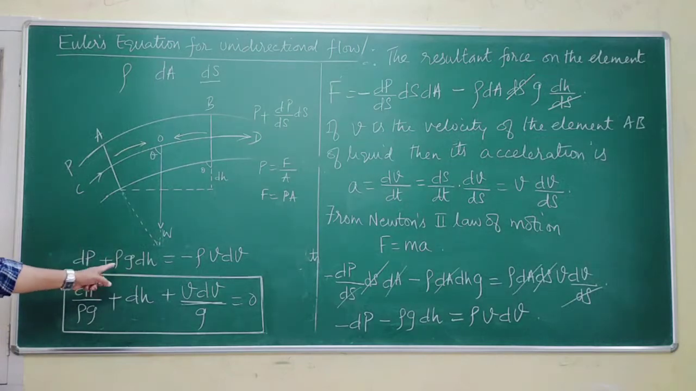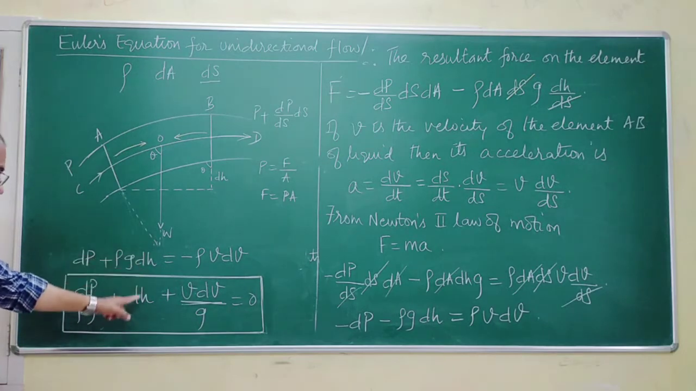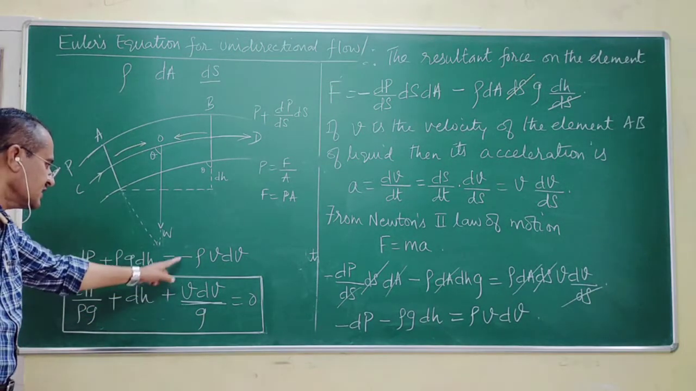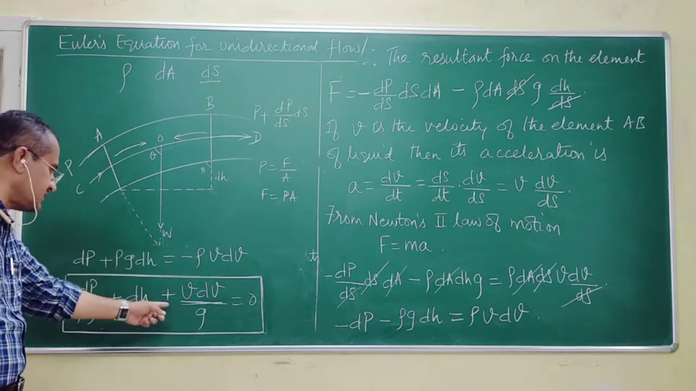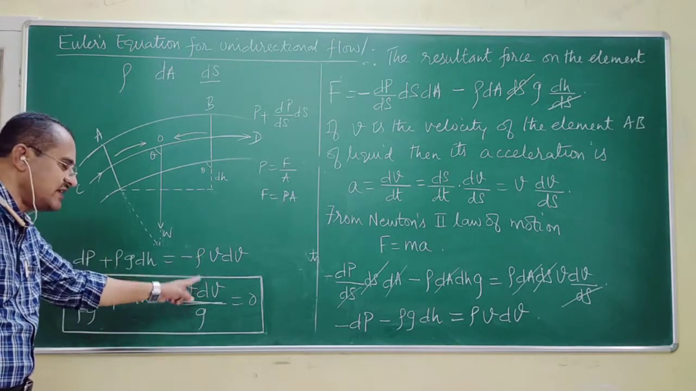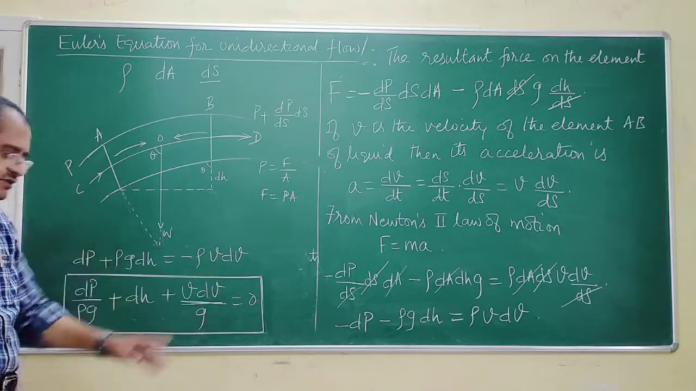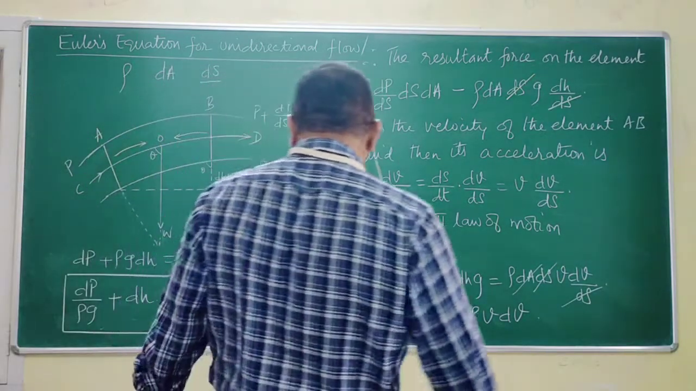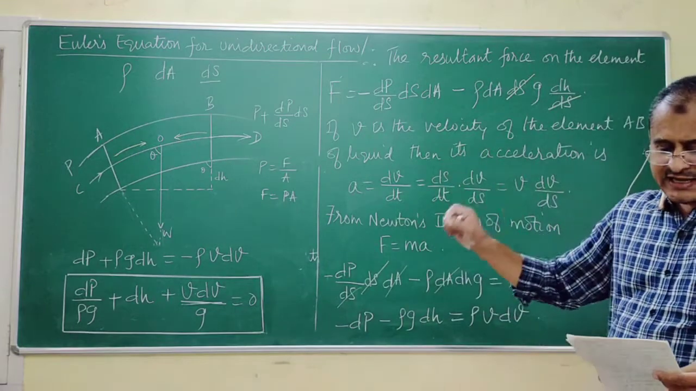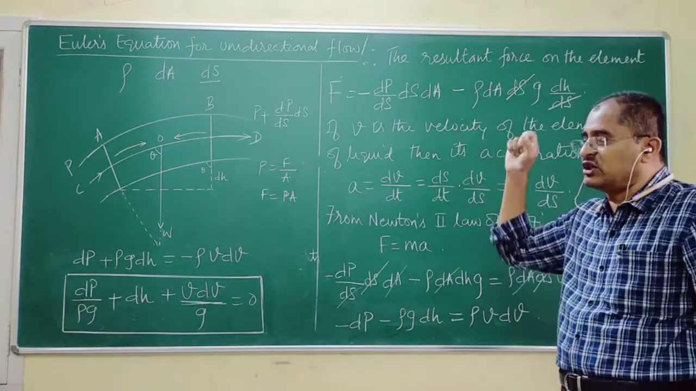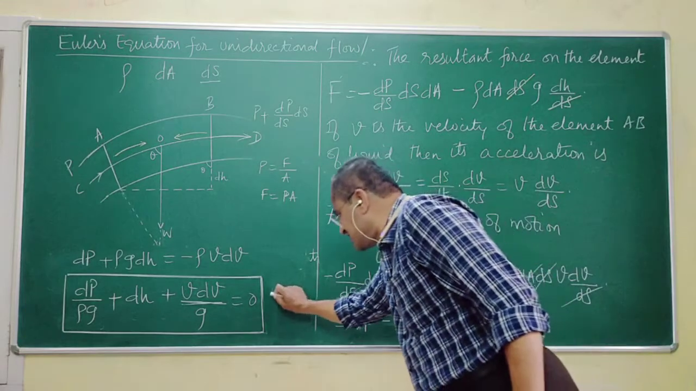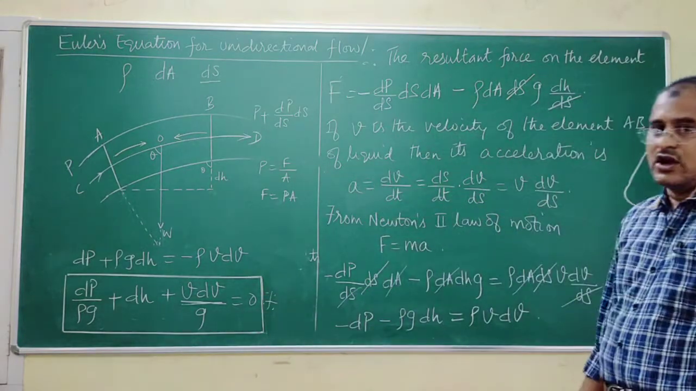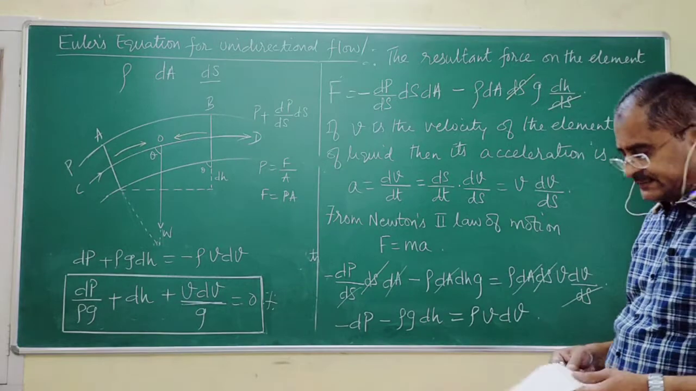Dividing by rho g, dp by rho g plus rho g goes off to give me dh, plus this is brought to this side, therefore it's a plus v dv. I am dividing by rho g, rho goes off, only g is there, equal to 0. This expression dp by rho g plus dh plus v dv by g is equal to 0 is my Euler's equation of motion. This equation is known as Euler's equation of motion.